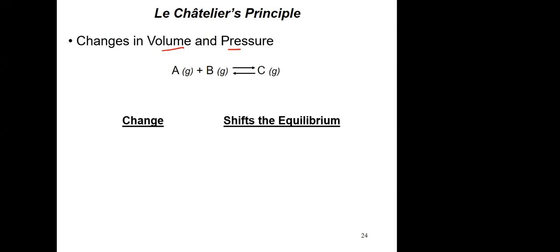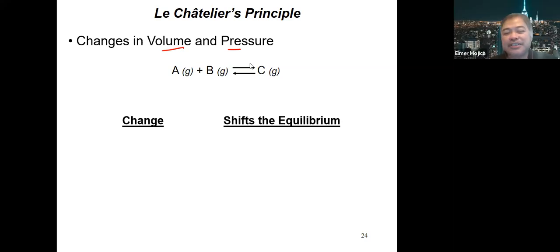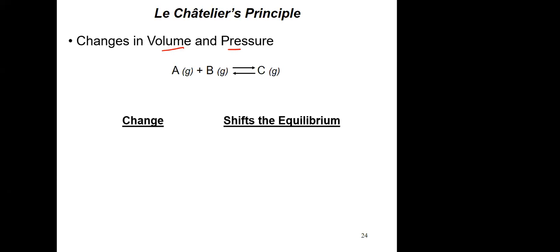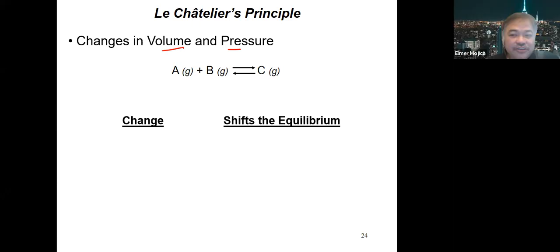Boyle's law. Okay, Boyle's law. Now, how is the relationship? How do you put the statement of Boyle's law? Inversely proportional. Okay, so Boyle's law states that volume is inversely proportional to pressure. Or pressure is inversely proportional to volume. So if you increase the pressure, you decrease the volume. If you decrease the pressure, you increase the volume.